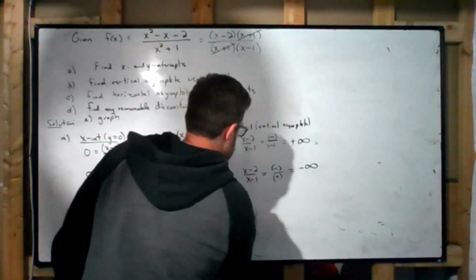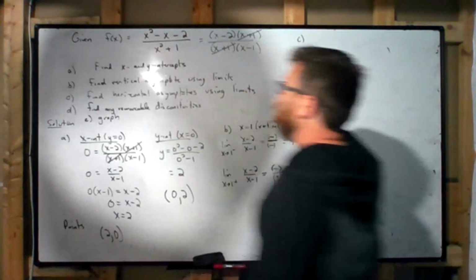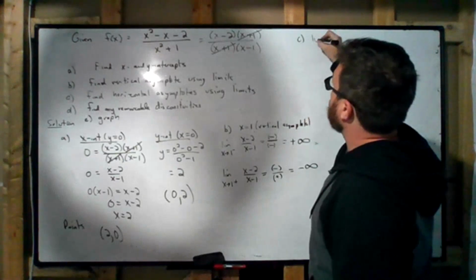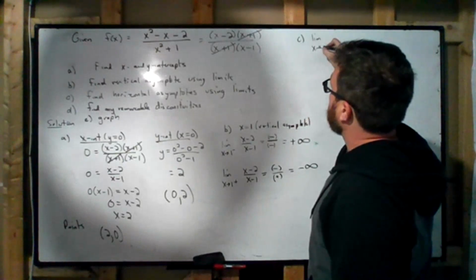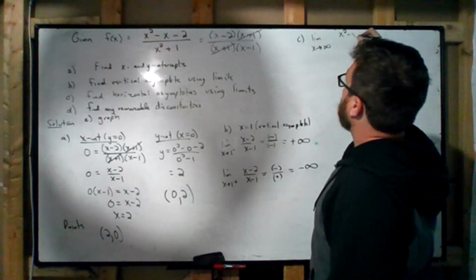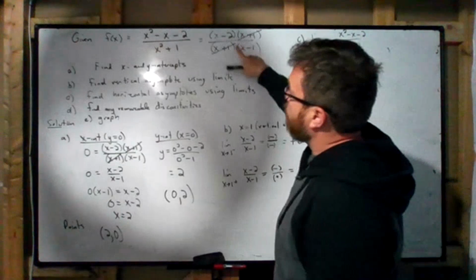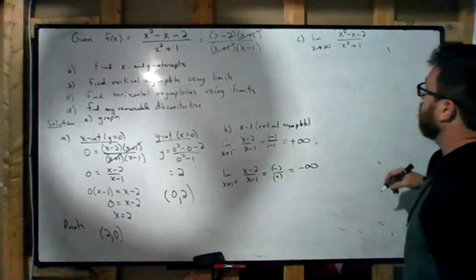So there's our vertical asymptote, and I'm going to be able to draw it pretty soon. C, horizontal asymptotes. Well, that happens when x is going to go to infinity. So I'm going to take the limit as x goes to infinity of x squared minus x minus 2 all over x squared plus 1. Or I could use the simplified function as well.